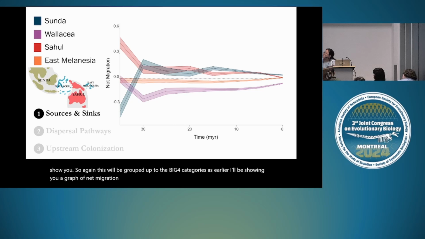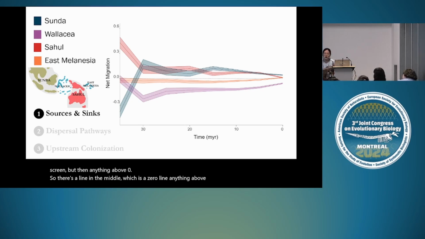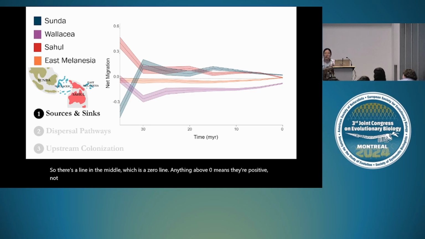I'll be showing you a graph of net migration in a second. So net migration has a very different color on the screen. Anything above 0, so there's a line in the middle, which is the 0 line, means positive net migration, which means they're a source of migration from somewhere to somewhere else. And if they're negative, that means they're sinks, so they're receiving lineages.